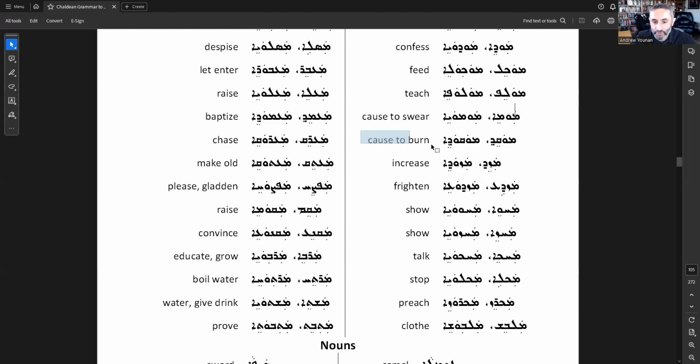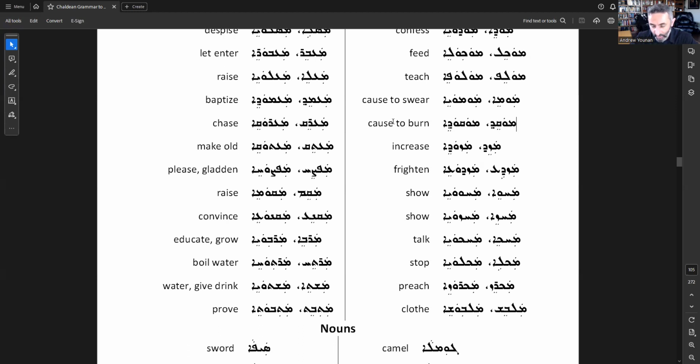Moqid, moqode is to cause to burn. Iqid, yod qop dalath, is to burn. So qidle, iqidle is when something's burning. Muqidle is I made it burn. In English, I burned it. I burned down the house and the house burned. It's exactly the same word that has two different meanings. Maybe you didn't notice that in English. The house burned and I burned the house. It's the same verb. Chaldean is actually a little bit more precise there. It's a different verb. I caused it to burn.